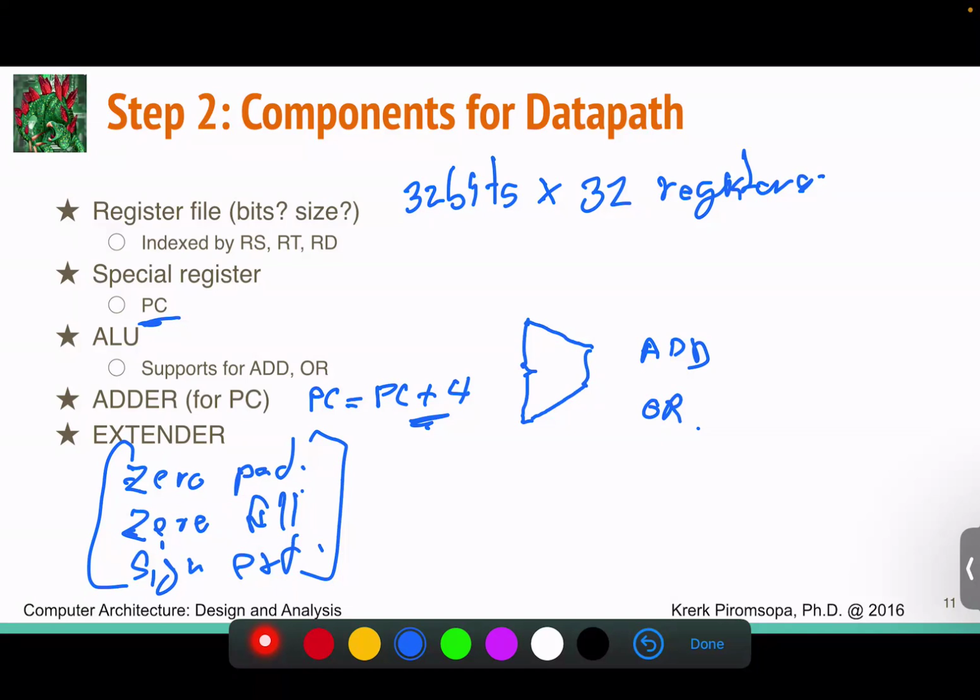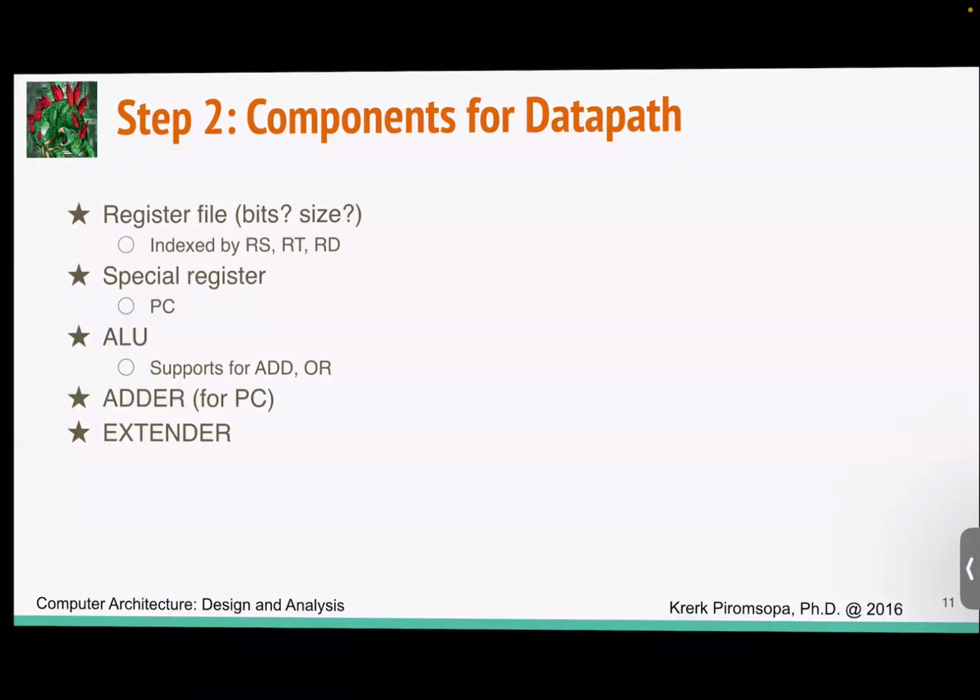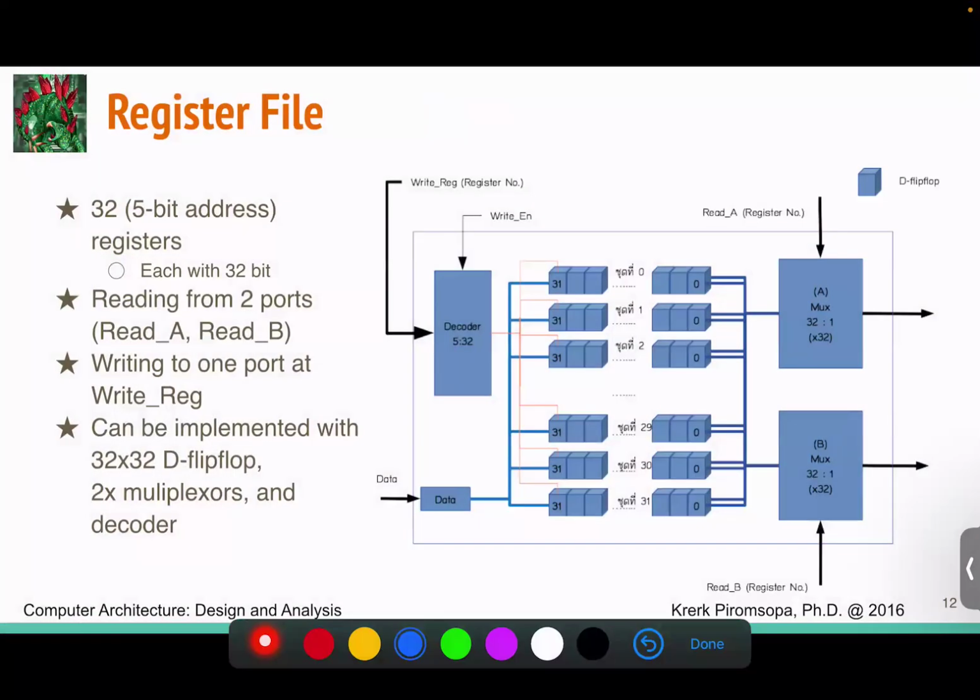Okay, let's try to design it one by one. Registers: 32 bits means we need 32 flip-flops to make 32 bits. And we have 32 registers, which means we need 32 sets of them.